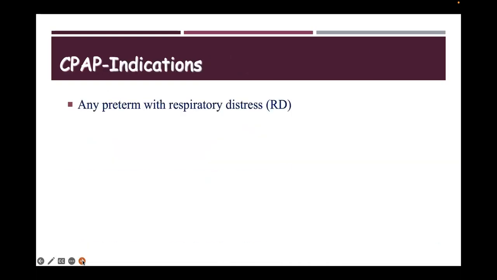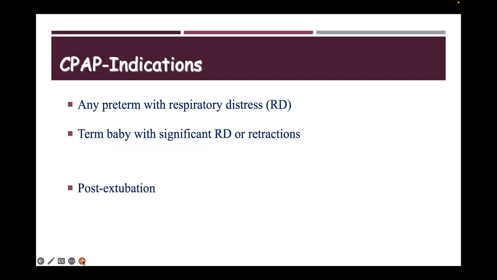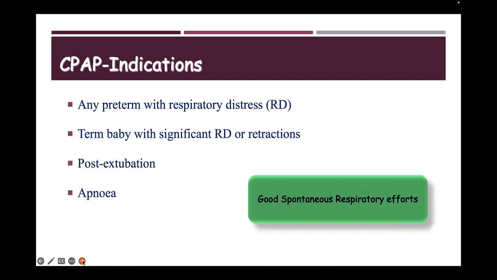The most common indication of CPAP is any preterm baby having respiratory distress, the most common cause being respiratory distress syndrome. It can also be used in term babies who have moderate to severe respiratory distress like meconium aspiration syndrome, MAS, or pneumonia or any other lung condition. It is also an important therapy for post-extubation, especially for premature babies and VLBW babies. As already discussed, it is also useful both in obstructive as well as central apnea.